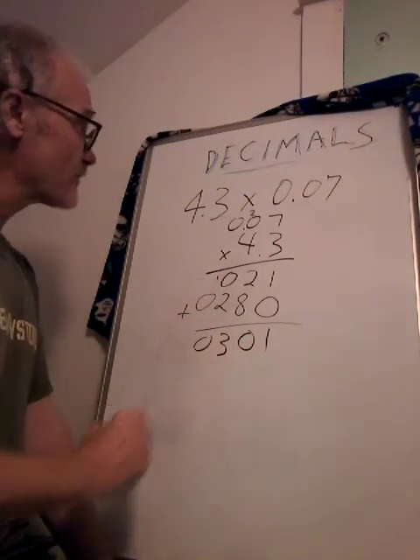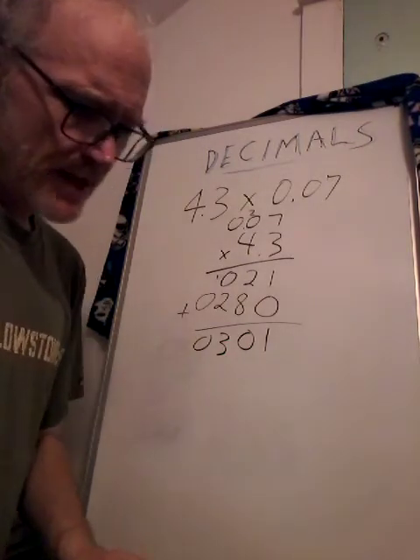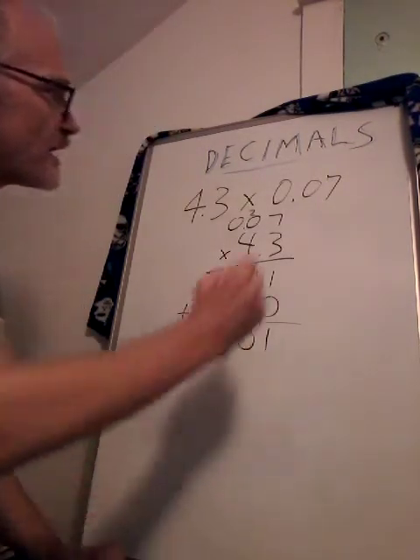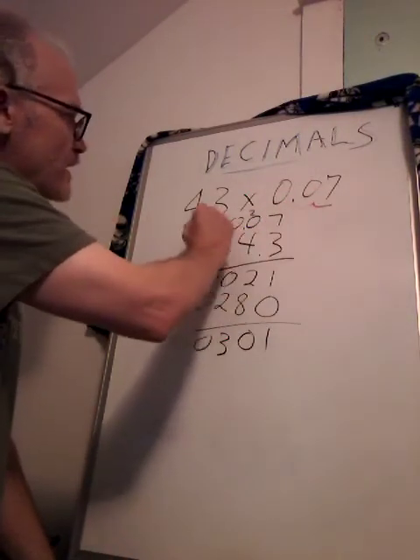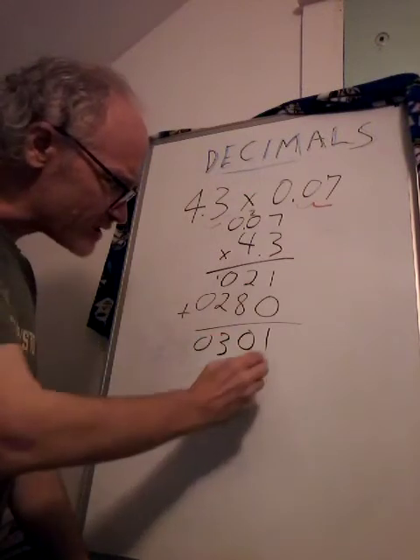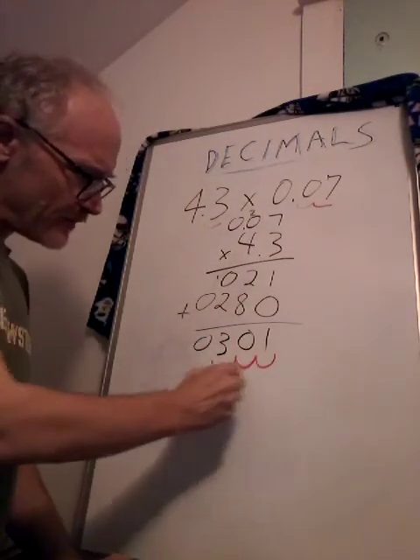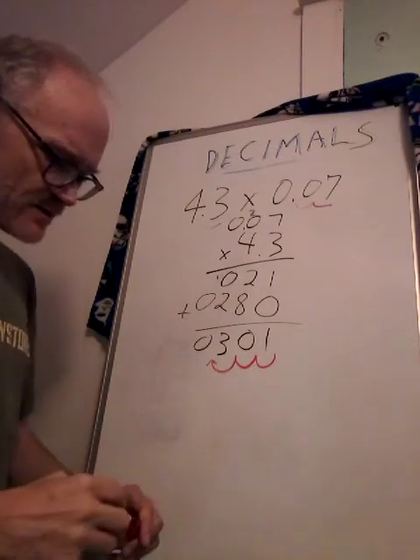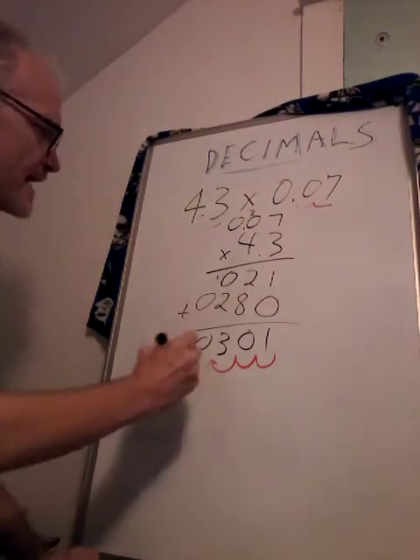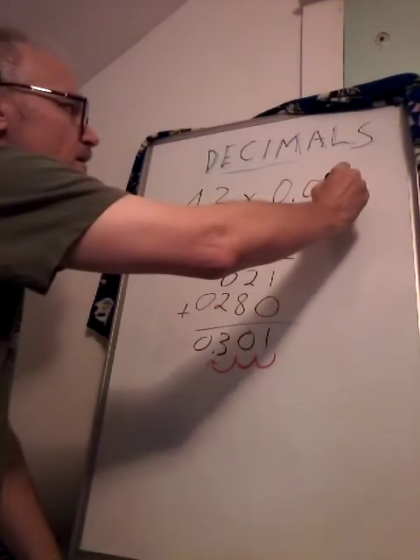3, 0. How many place values do I have that are behind the decimal? I have 2 here, and I have 1 here. So I have a total of 3. That means I have to shrink my answer here. 1, 2, 3. See, I always move it from the right to the left. So my answer is 0.301.